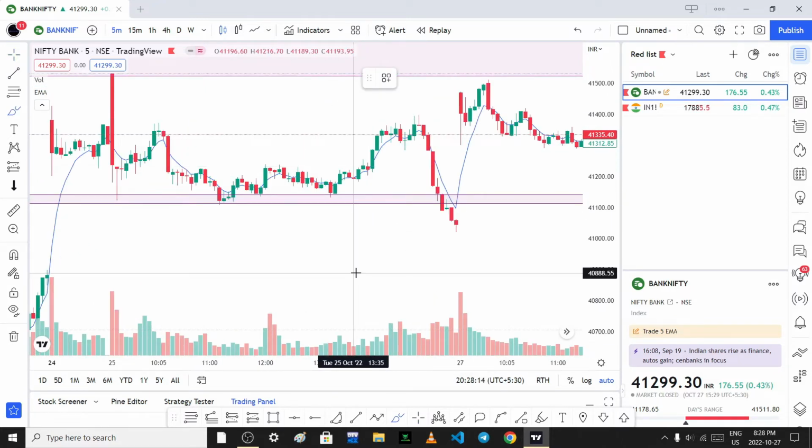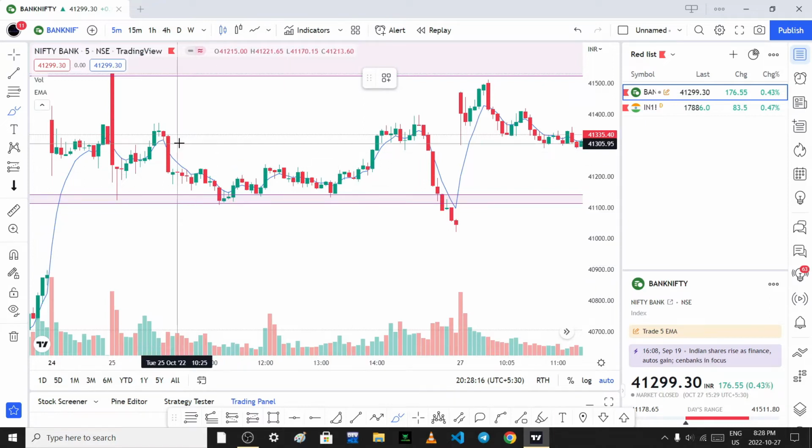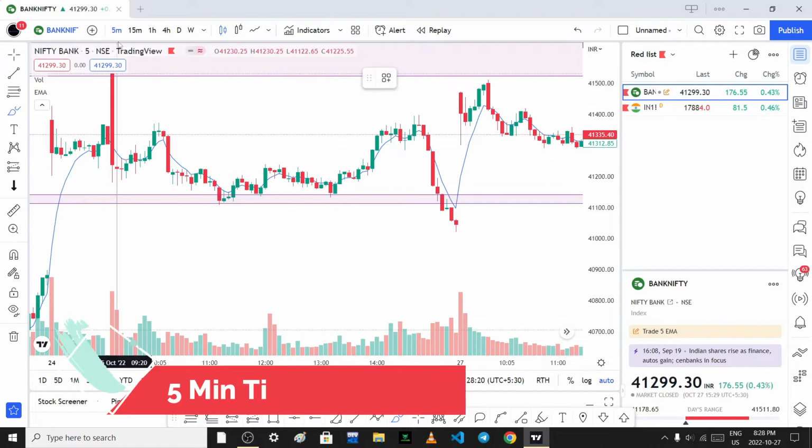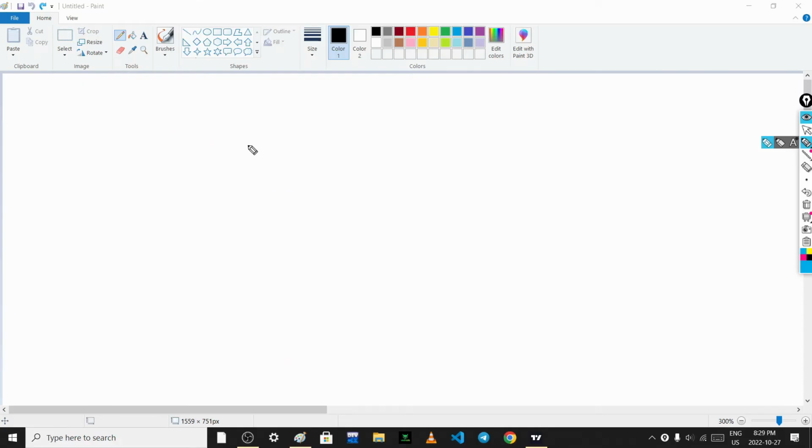For this strategy to execute, there is a particular time frame in which we see the chart on the live market. That time frame is 5 minutes. For this strategy, we have to find a setup like this. If the market forms a candle above the 5 EMA line and the very next 5-minute candle closes below this candle, this is our setup candle. This is our confirmation candle. So this one is our entry candle for our trade setup.